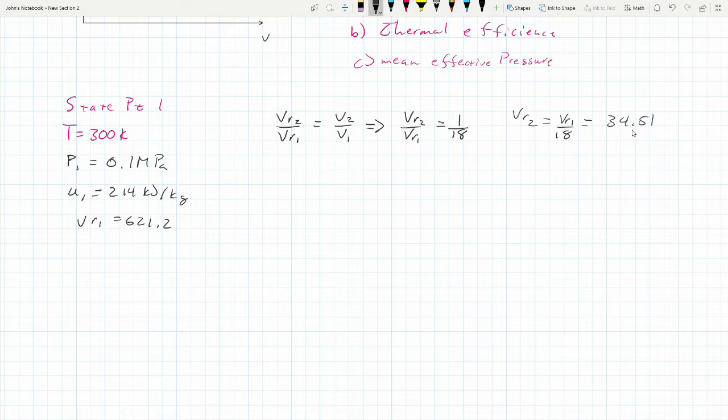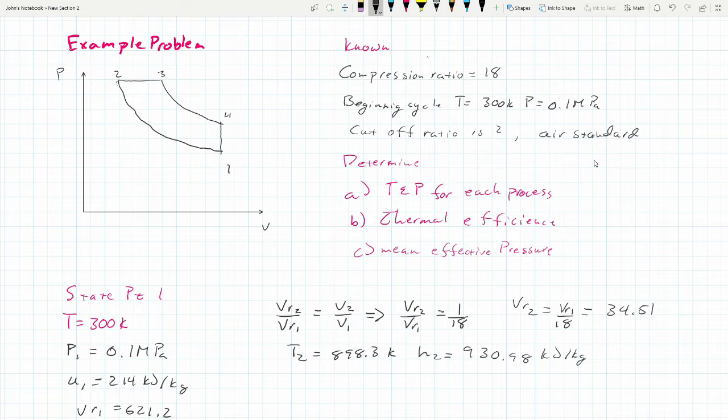You'll see that's not really there, but it's close to some values. You interpolate, and you get that T2 is equal to 898.3 Kelvin, and H2 is equal to 930.98 kilojoules per kilogram. Now remember, we have to find the pressure too.